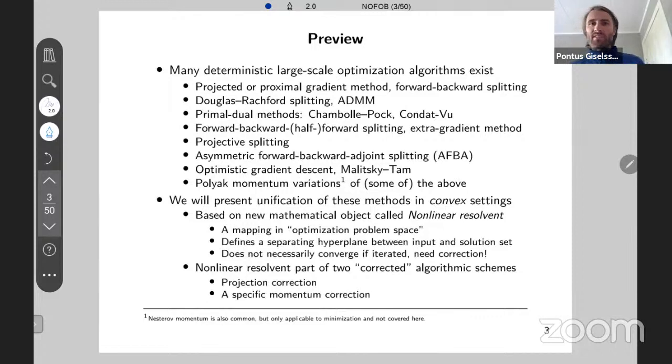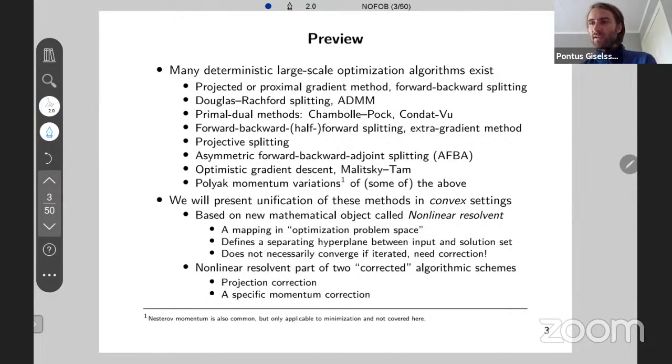So many deterministic algorithms. I'm only talking about deterministic algorithms in this talk. So stochastic methods such as stochastic gradient descent and randomized coordinate gradient descent are not included. But many deterministic algorithms for large-scale optimization, such as a projected or proximal gradient method that we saw in the previous lecture. The generalization of that is forward-backward splitting. You saw the forward-backward envelope that was presented in the previous lecture, which got its name from the more general forward-backward splitting method. And then Douglas-Rachford splitting in ADMM.